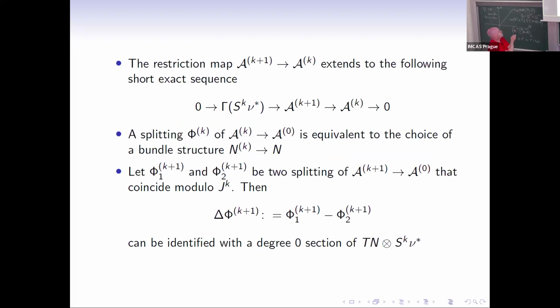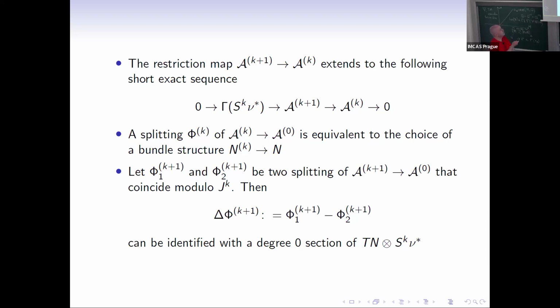Then we obtain, so the restriction map from k plus 1 to k gives us the following short exact sequence, right? So A_{k+1} maps to A_k. A_{k+1} is the quotient of all functions on the big manifold by the ideal to the power k plus 2, and A_k the same by the ideal to the power k plus 1. So there's always such a projection, and what we have in the kernel is precisely J^{k+2}/J^{k+1}, and this is S^k ν*. And then the splitting is equivalent to a bundle structure from N_k to N.